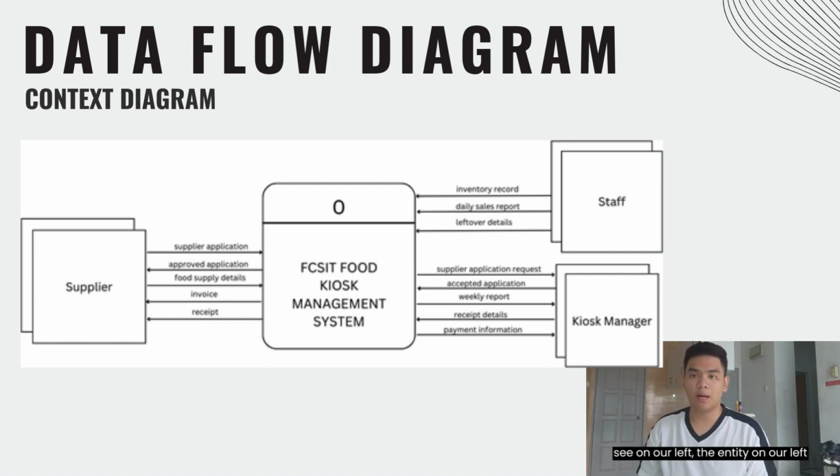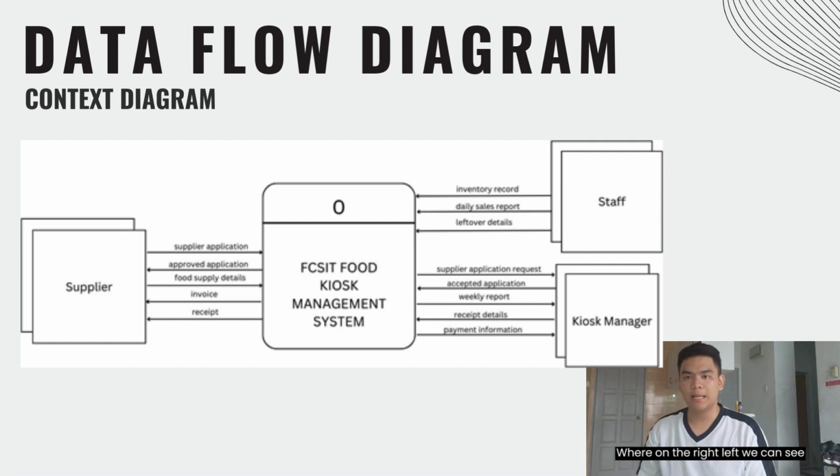As you can see, the entity on our left is the supplier, where the supplier will send their application to the system and also their food supply details, such as their ingredients and their energy content, and they will receive from the system the approved application and also their invoice and the receipt. On our top right, there's a staff entity where the staff will key in their inventory record, their daily sales report, and leftover details to be kept as a record in the system for history purposes.